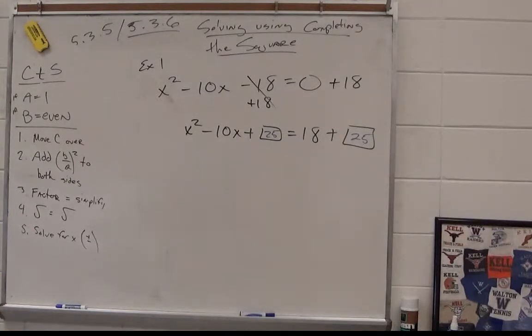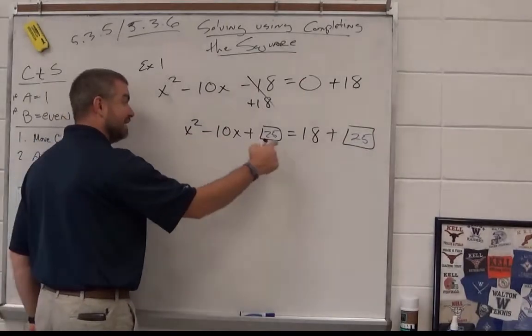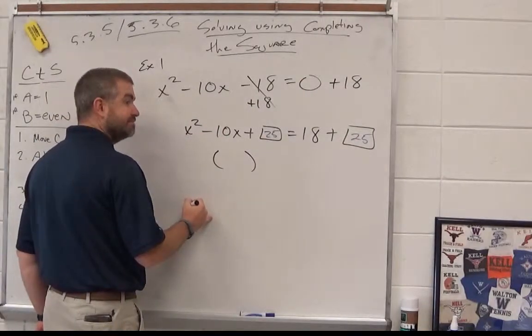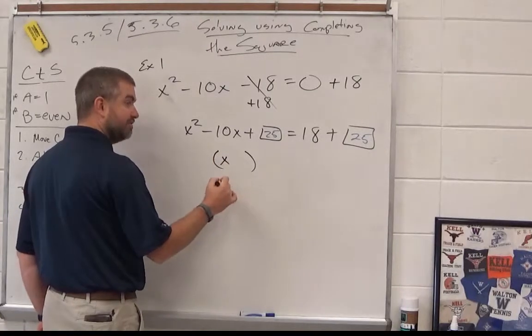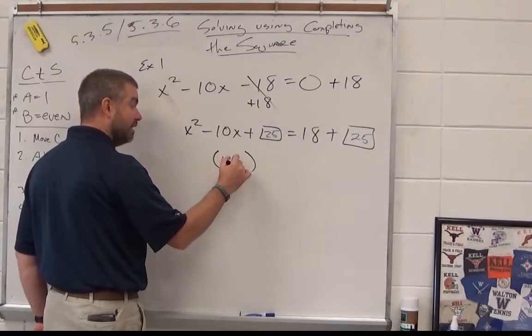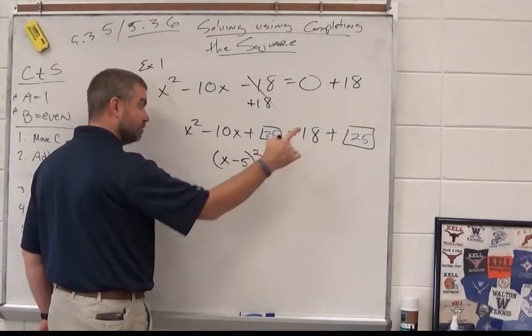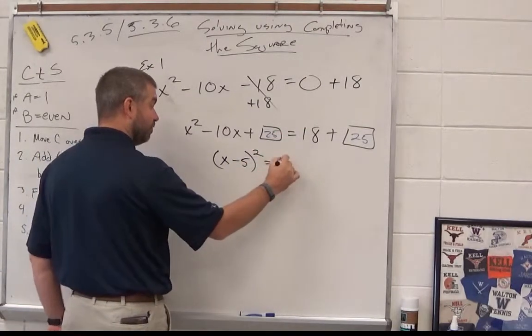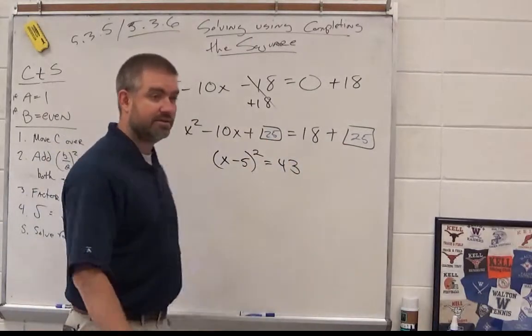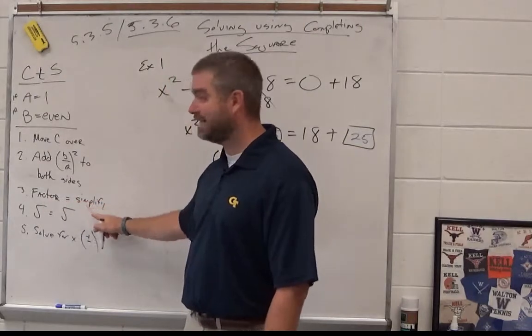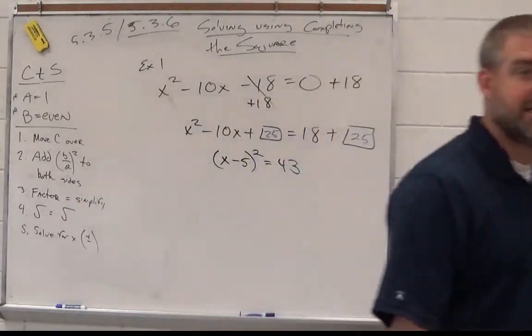Alright, so what do I get on the left-hand side? What is x squared minus 10x plus 25? What does that factor into? We just did a bunch of them. What does it factor into? X what? X minus 5 squared is equal to 43, I think. Right? Step number 3 says factor the left-hand side and simplify the right-hand side.